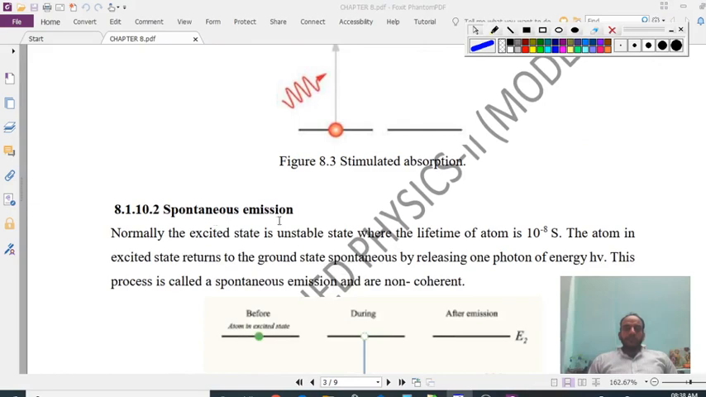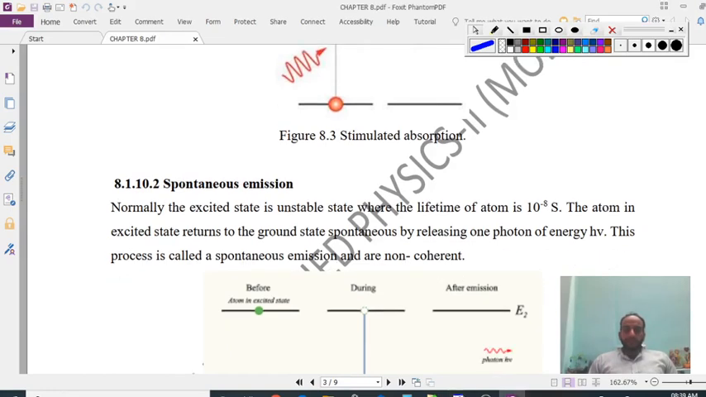Next is spontaneous emission. Normally, the excited state is an unstable state where the lifetime of an atom is 10 raised to the power minus 8 second, and the atom in excited state returns to the ground state spontaneously by releasing one photon of energy h nu. This process is called spontaneous emission and the emitted photons are non-coherent.